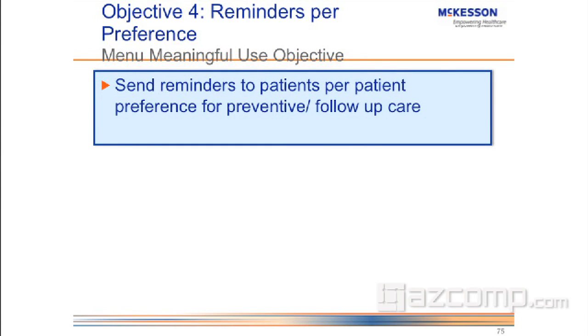Okay, so the next one is reminders per preference. In this menu item, you're going to be able to send reminders to patients per their preference for preventative and follow-up care. We already showed an item where you can put in custom items, so you can put in what their preference is for how to receive this information.